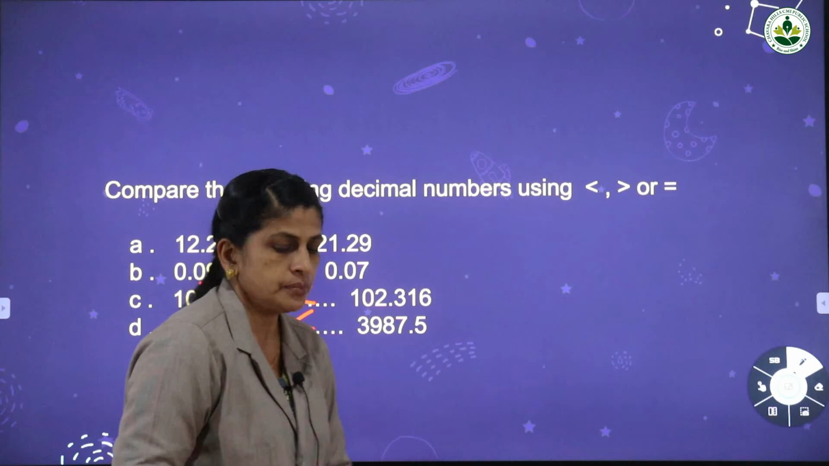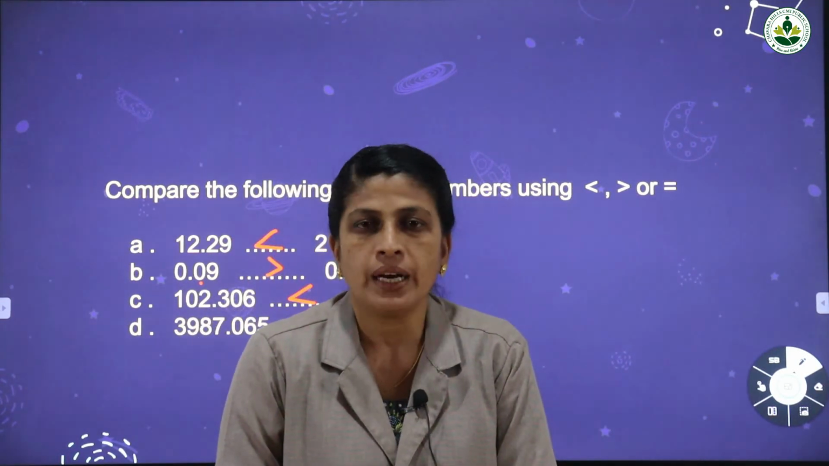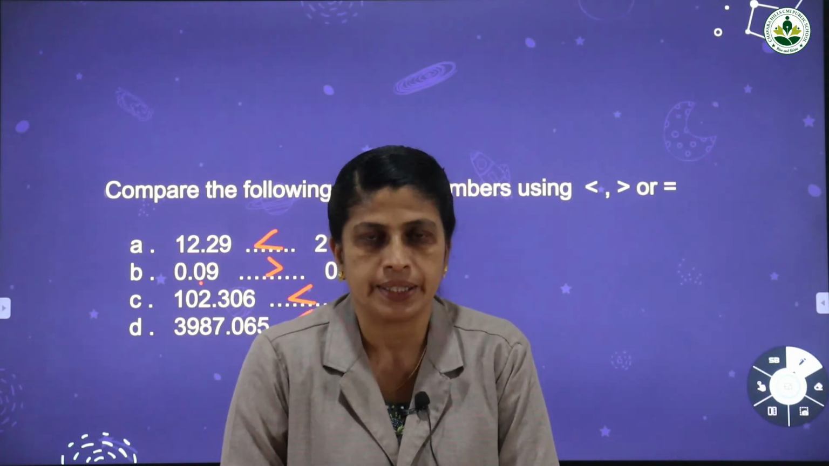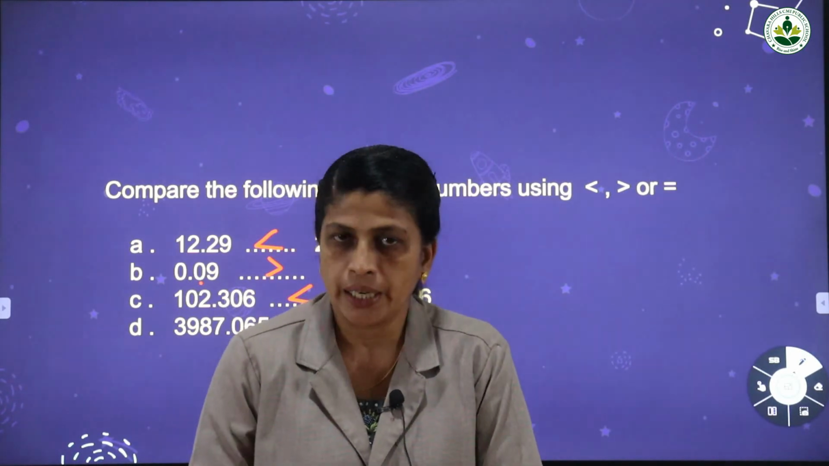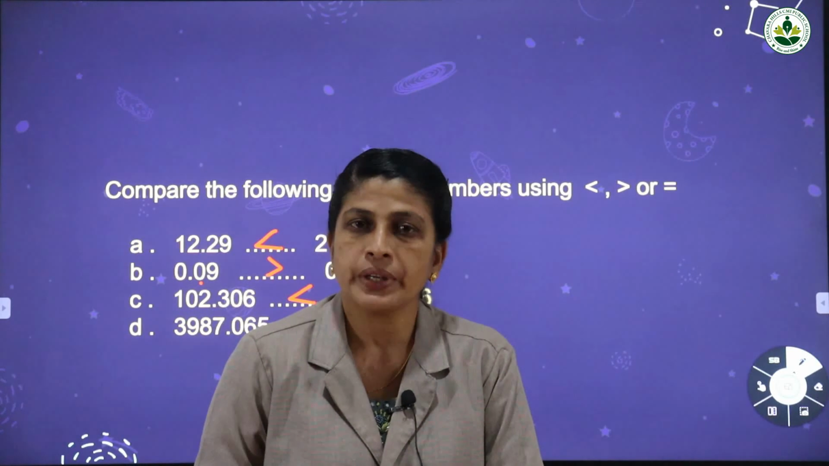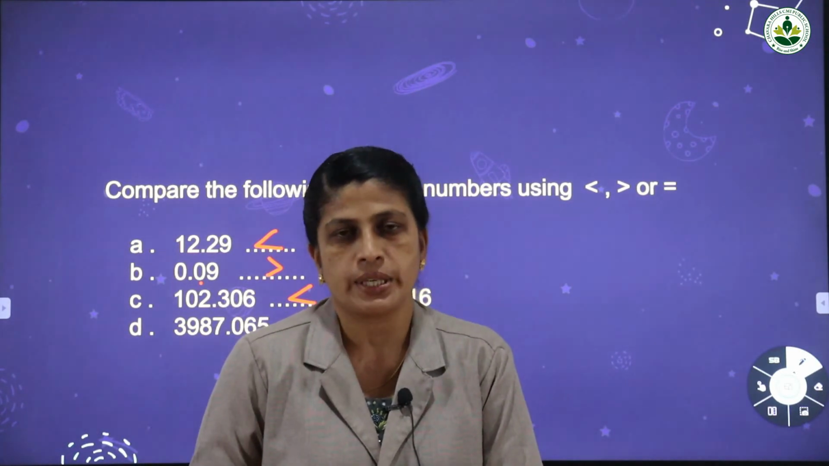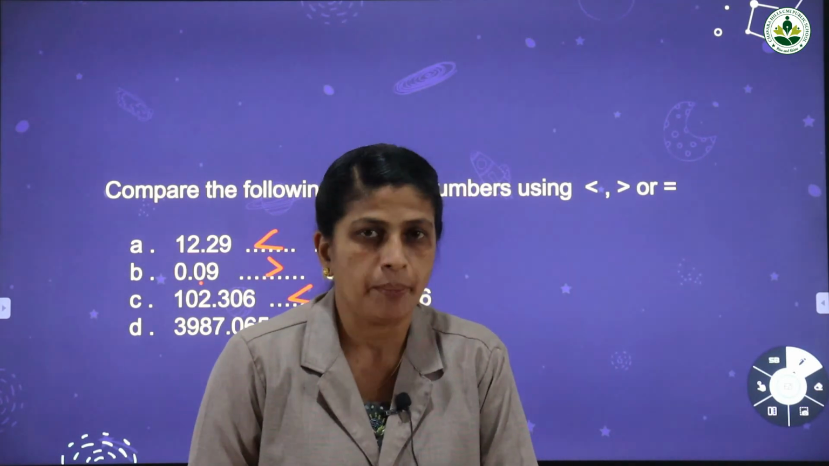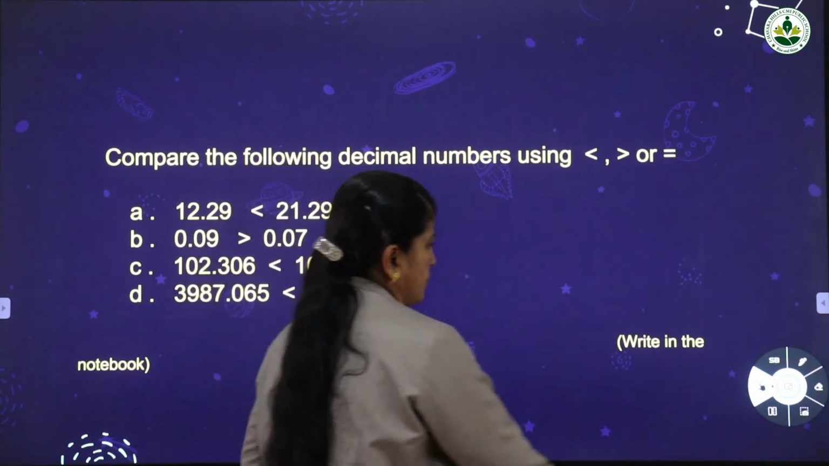Therefore, to compare decimal numbers, first compare the whole number part. If there is no whole number part in that decimal number, then compare the decimal part. And to compare the whole number parts, you have to compare each place digit. Thousands place, hundreds place, tens, ones, each place you need to compare. Write this in the notebook.